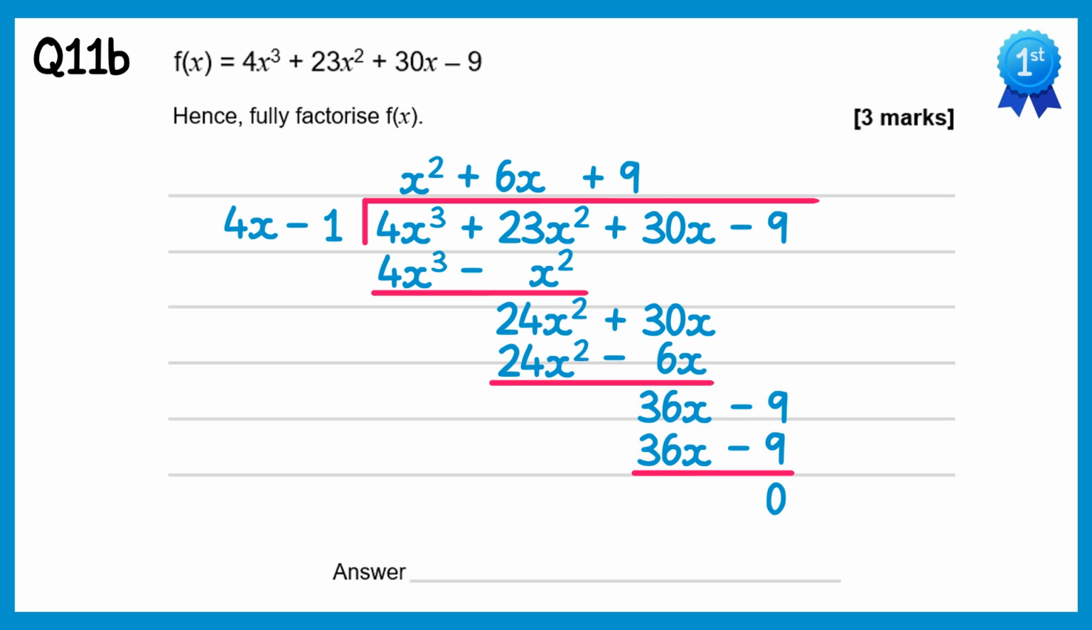So we've managed to show that when we divide f of x by 4x minus 1, we end up with x squared plus 6x plus 9. Now this is a quadratic that can also be factorised once more. X squared plus 6x plus 9 is actually just x plus 3 times by x plus 3. So this is the fully factorised version, which is the answer to the question.